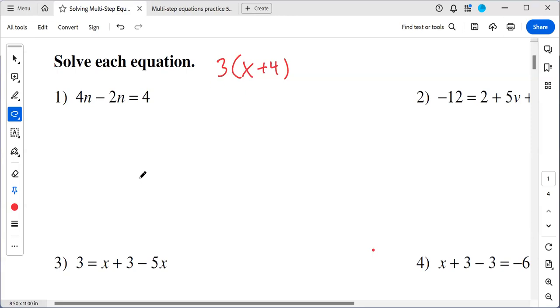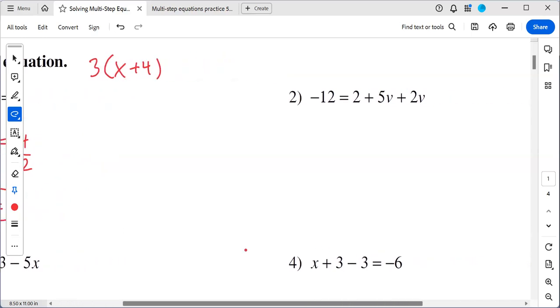Second step, do I have any like terms? Well, yes, I do. If I look, both of these have an n and they have the same exponent, so they're alike. 4n minus 2n is going to give me 2n. After that, I'm just going to bring down what's on the other side. Once we get to here, we're back to a one-step equation. We know that 2 is multiplied by n, so the inverse operation says we're going to divide. So we're going to divide by 2 here. Divide by 2 here, and we get n equals 2.